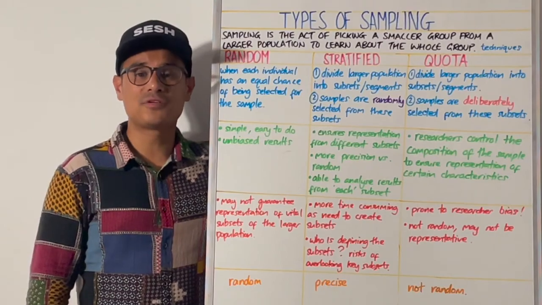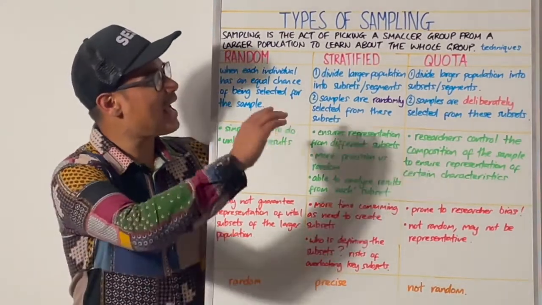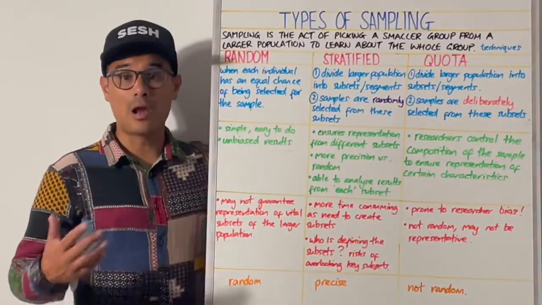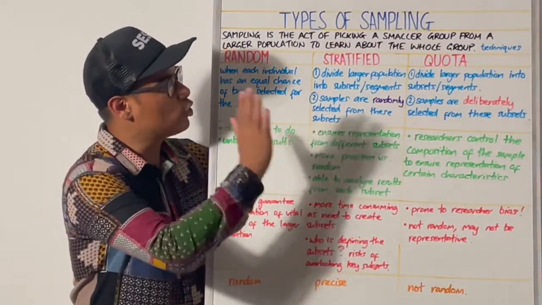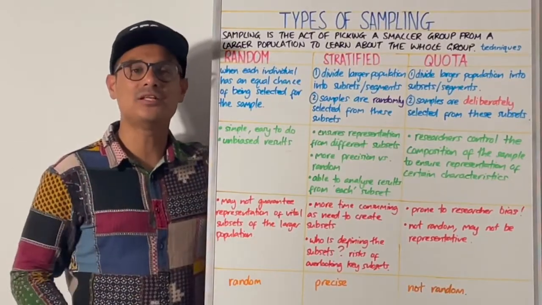Let's have a session on types of sampling, but first we need to define sampling. Sampling is the act of picking a smaller group from a larger population to learn about your whole group. And there are three sampling techniques that you need to be aware of.